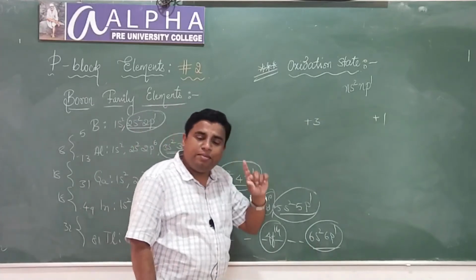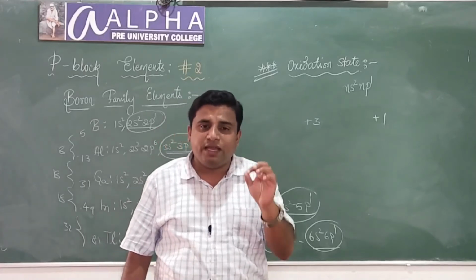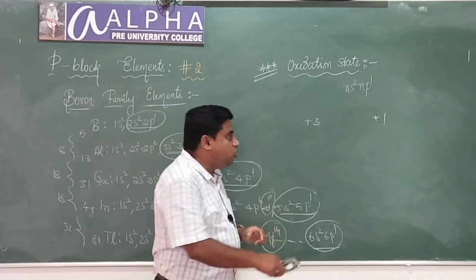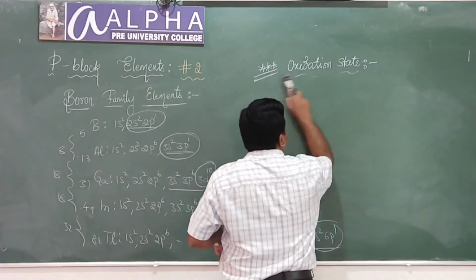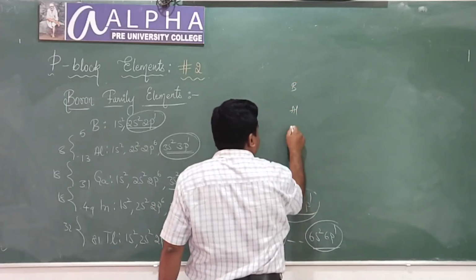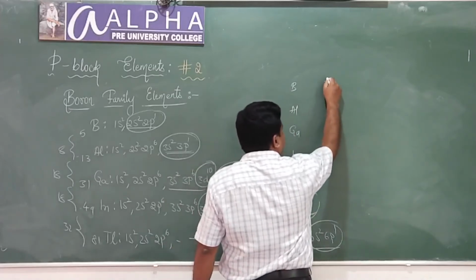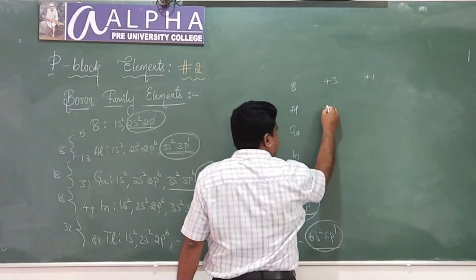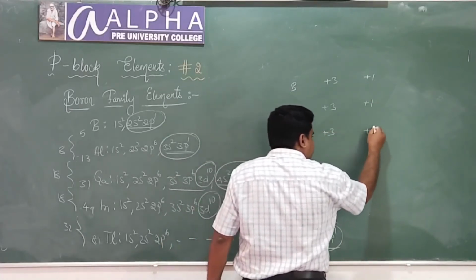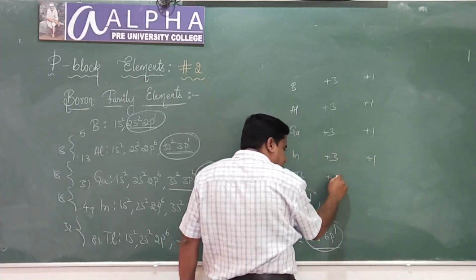It's a very important point to be remembered. Remember this point. Look here. We have boron, aluminium, gallium, indium and thallium, isn't it? Boron can exhibit +3 and +1. Aluminium can exhibit +3 and +1. Gallium can exhibit +3 and +1. Indium can exhibit what? +3 and +1. Thallium can exhibit +3 and +1.